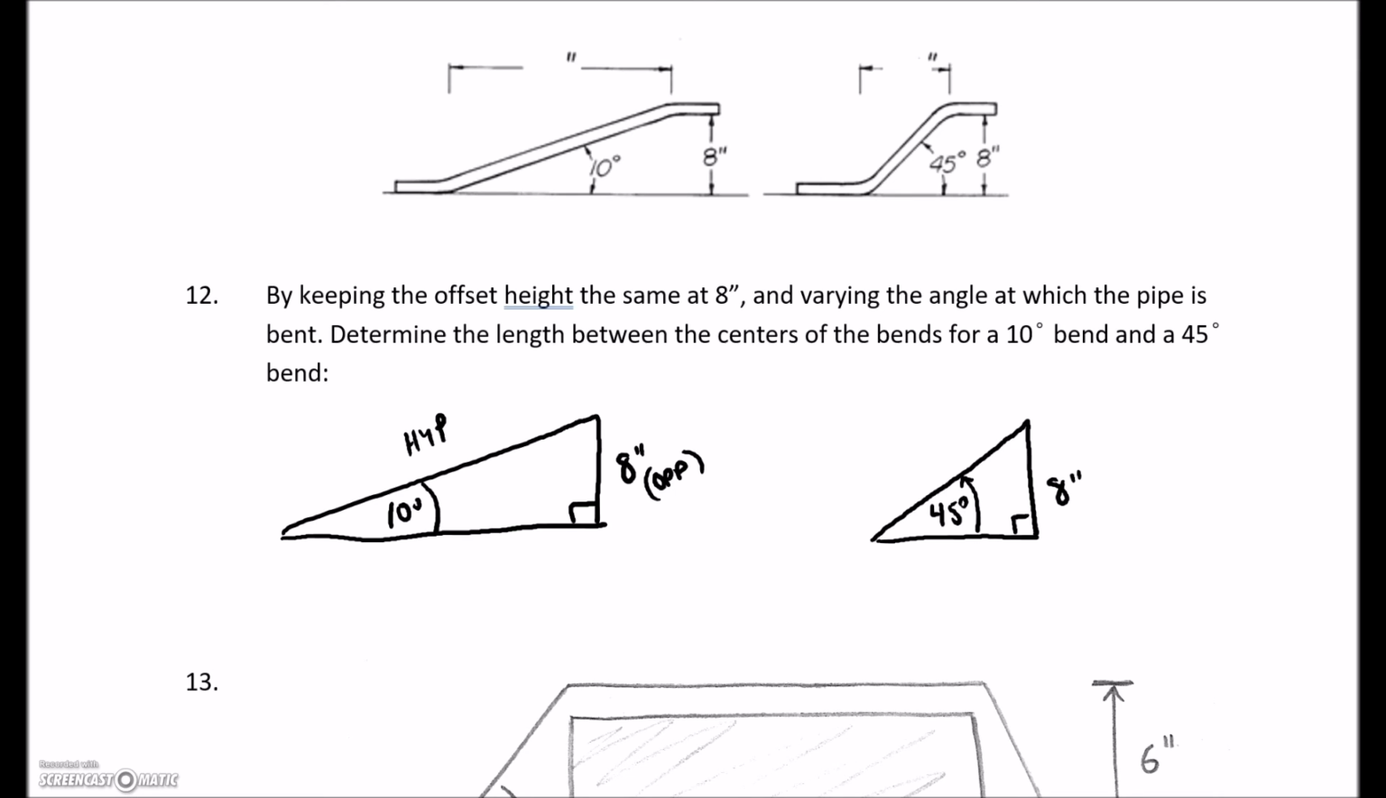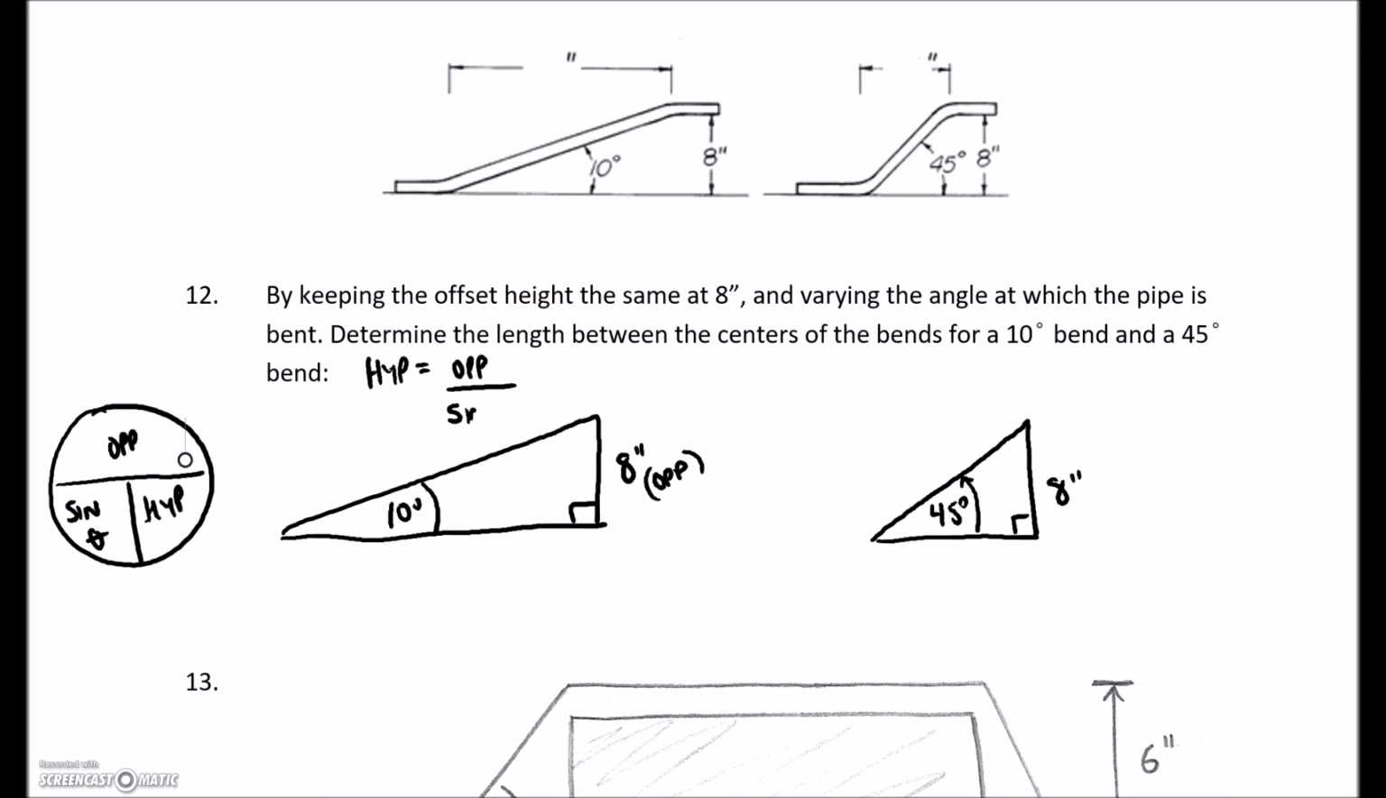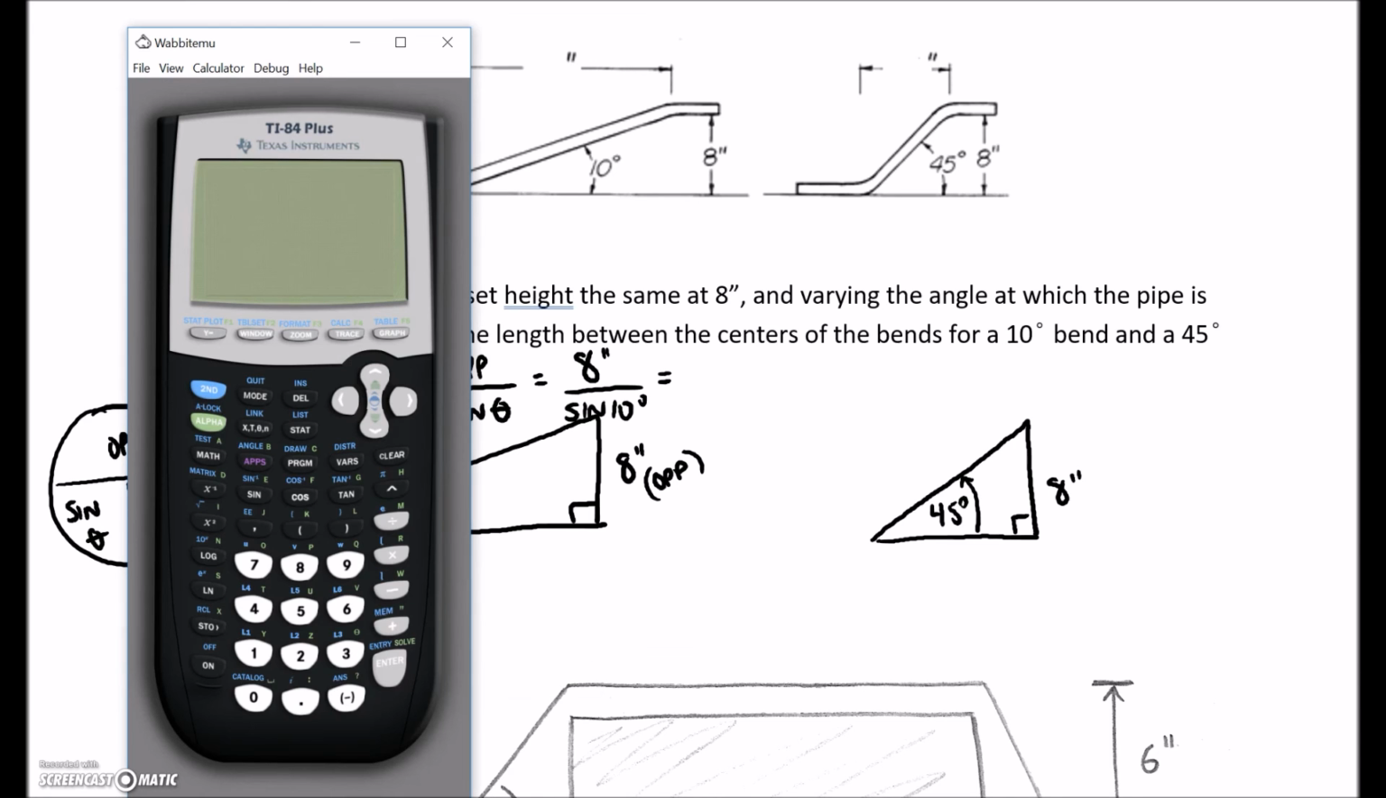So we know that the sine ratio is the opposite over the hypotenuse. If we're looking for the hypotenuse, it's going to be the opposite divided by the sine of the angle. In this case, our opposite is 8 inches. We're going to divide it by the sine of 10 degrees, and we'll see what the distance is across this hypotenuse.